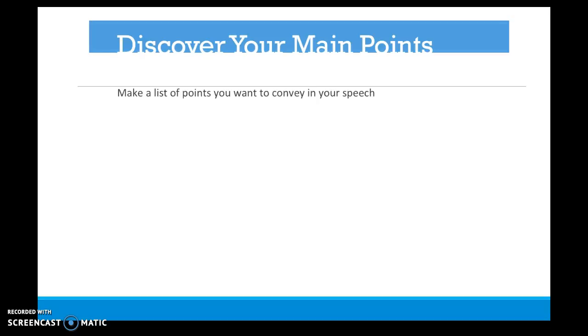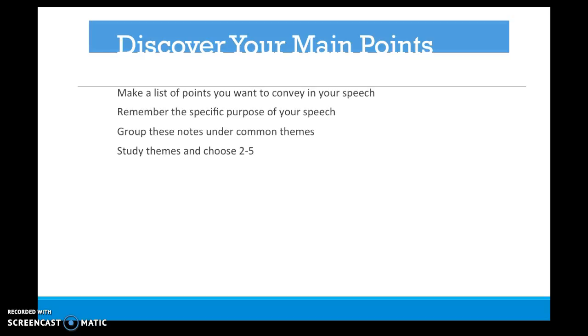So good things to do: you can make a list of what you want to express in your speech. Return to your specific purpose to make sure you are staying true to your goal. Group these notes under common themes. And then select 2 to 5 important themes as your main points.